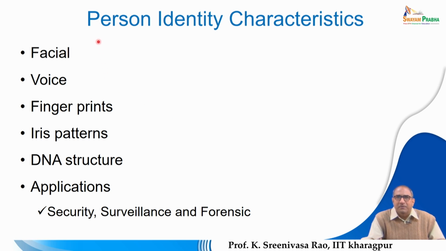And coming to personal identity characteristics, we have various modalities, where facial features, or the face, can be used for speaker identification or person identification. Voice is one of them, along with fingerprints, iris, DNA structure. So, these are the various traits or modes where you can perform person authentication, right. And one of them is the voice. Coming to voice based person authentication, the applications are based on security, surveillance and forensic applications.